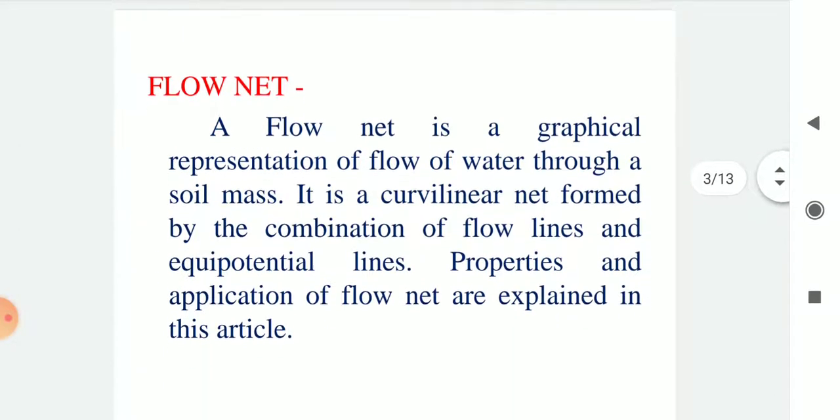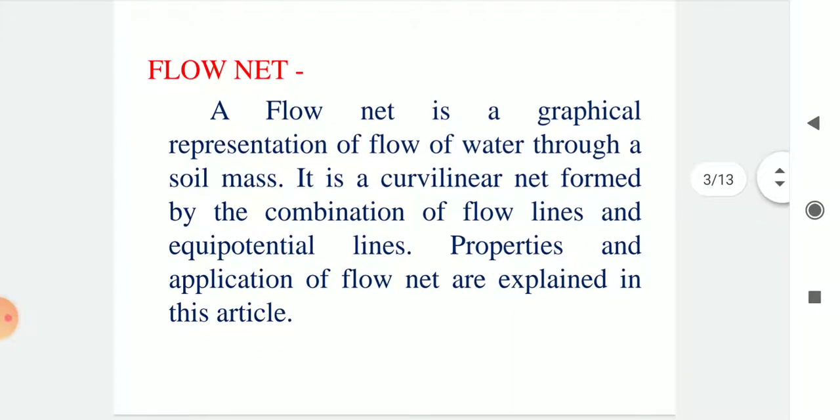How can you define a flow net? A flow net is a graphical representation of flow of water through a soil mass. It is a curvilinear net formed by the combination of flow lines and equipotential lines. Properties and applications of flow net are explained in this article. So a flow net is nothing but a graphical representation of flow of water through a soil mass.